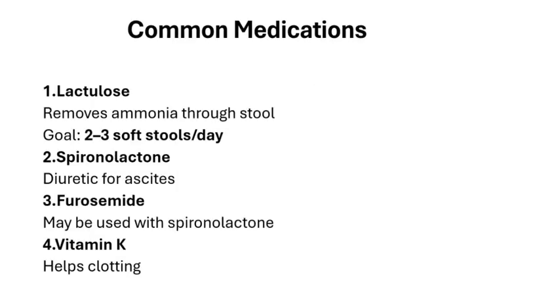These are the common medications the patients get who have liver failure. Lactulose is very important to remove ammonia, which is a waste product. Our goal is to get at least 2 to 3 soft stools per day if the patient is on lactulose. Spironolactone is a diuretic if the patient has ascites. Sometimes they also add furosemide to remove extra fluids from the abdomen. Vitamin K is given to prevent bleeding and it helps in clotting.